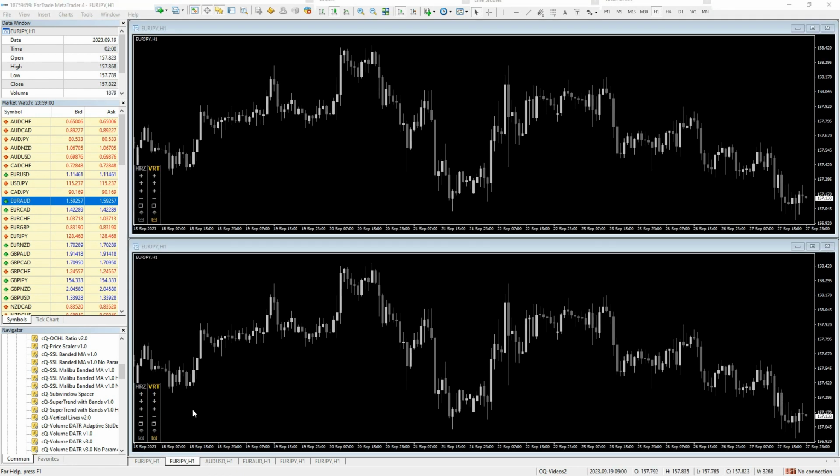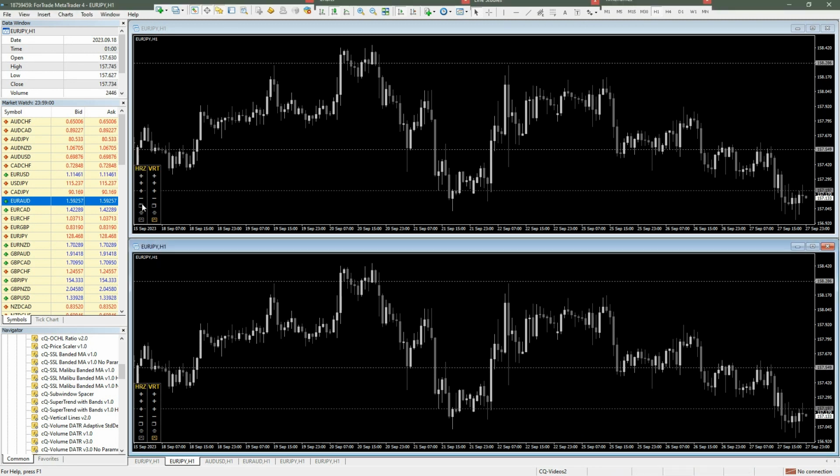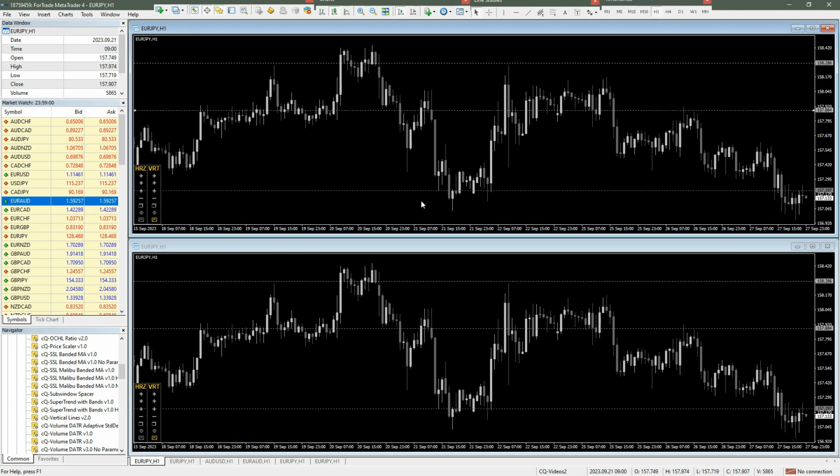I did update the vertical line indicator as well and the horizontal line indicator. So they're not up yet, but I will be putting them up fairly soon.